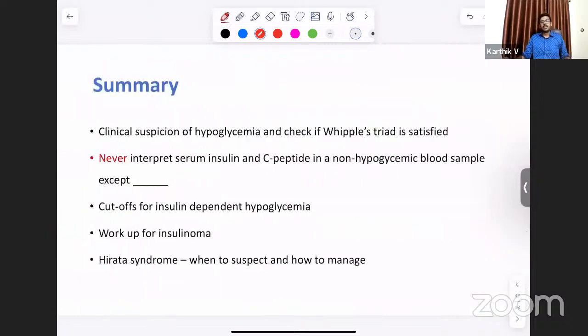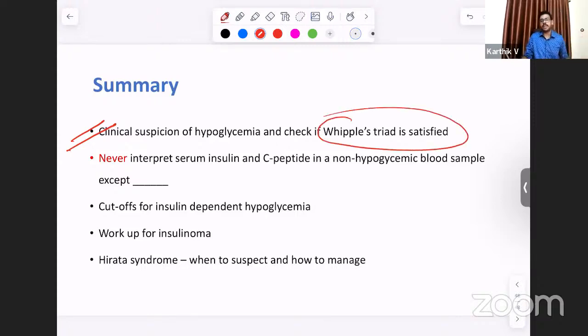Okay, so I think we have come to the end of our discussion. Just think that all patients who present with symptoms likely to be hypoglycemia need not be hypoglycemic in all cases. That is very, very important. And the clinical suspicion of hypoglycemia should be considered high if the Whipple's triad is satisfied. Otherwise, you should always take that history with a pinch of salt.